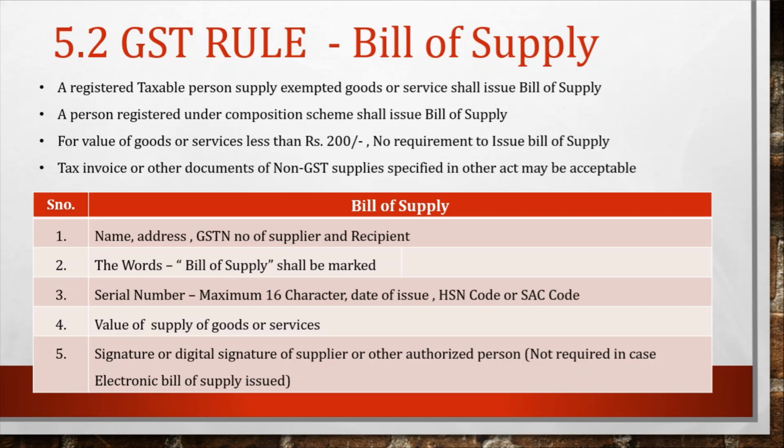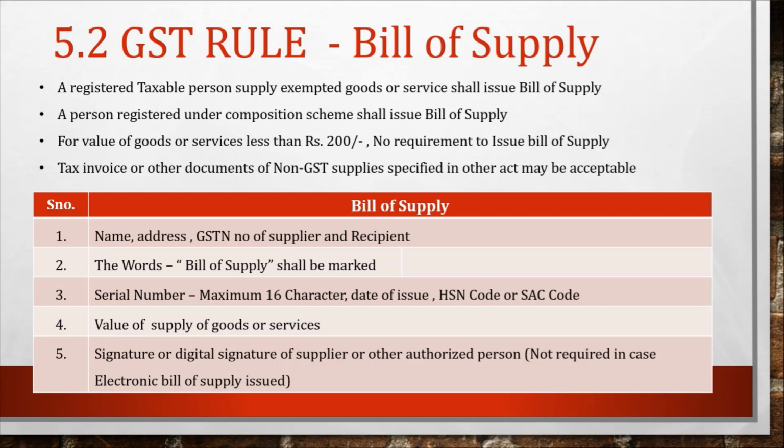5.2 GST rule bill of supply. A bill of supply is issued by those persons who are providing exempted goods or services. They do not need to issue a tax invoice; they will issue the bill of supply. A person who is registered under the composition scheme shall issue the bill of supply and will not charge GST. In both cases, if the value of goods or services is less than 200 rupees, there is no need to issue a bill of supply.